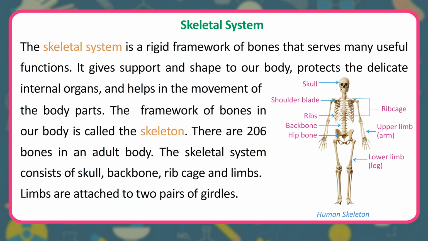There are 206 bones in an adult body. The skeletal system consists of skull, backbone, rib cage and limbs. Limbs are attached to two pairs of girdles. Human skeleton: skull, shoulder blade, ribs, backbone, hip bone, rib cage, upper limb (arm), lower limb (leg).